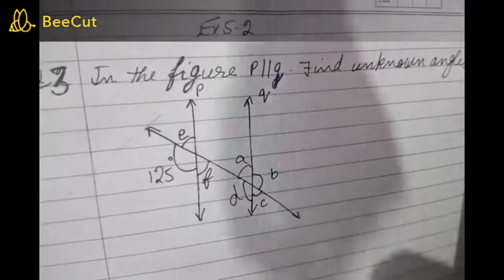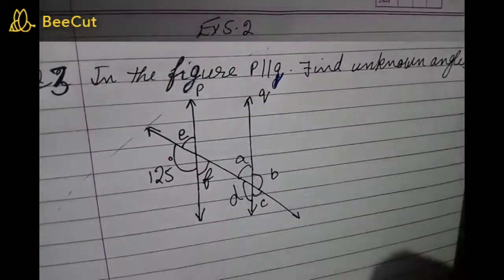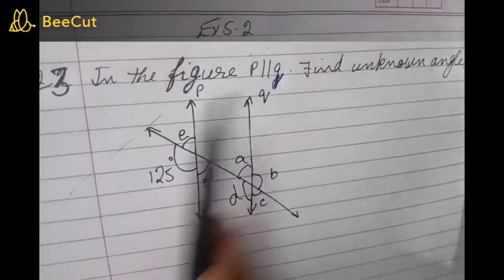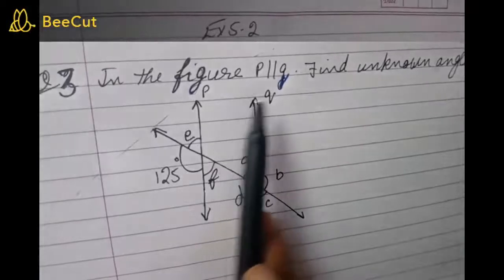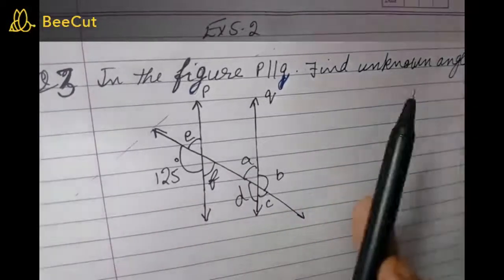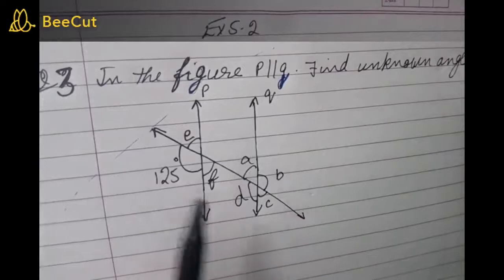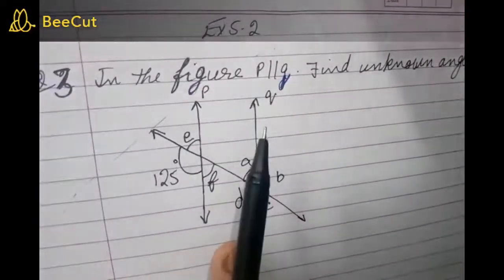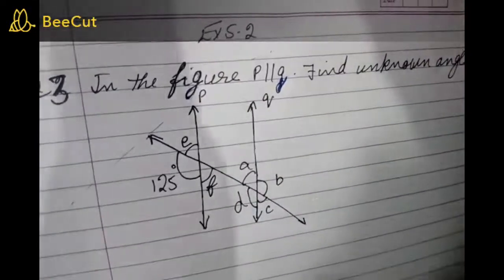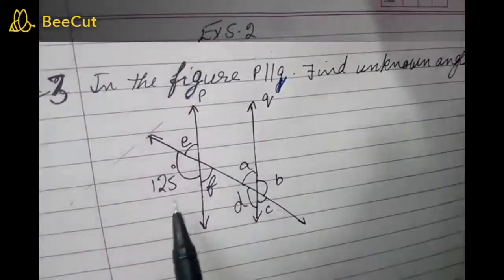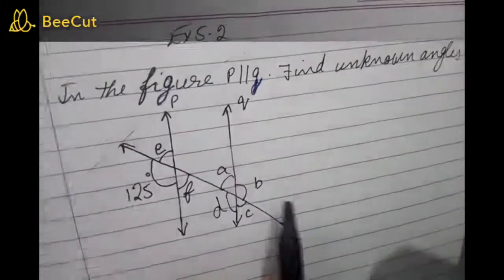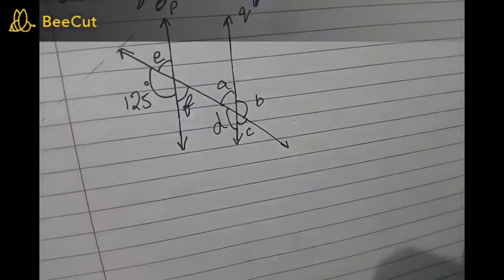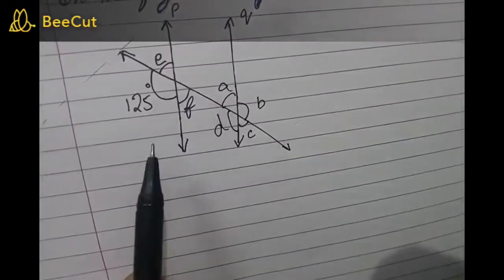Good morning students. Today we are starting exercise 5.2 question 3. In this figure P is parallel to Q. These two lines are parallel and we have to find the unknown angles A, B, C, D, E, F. Now as the lines are parallel, corresponding angles and alternate interior angles will be equal. Vertically opposite angles are also equal. So on the basis of all these we will find different unknown angles.